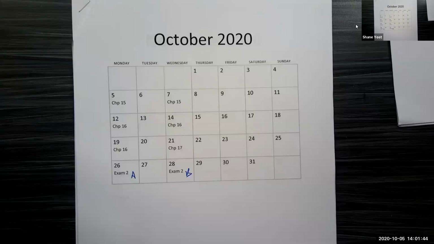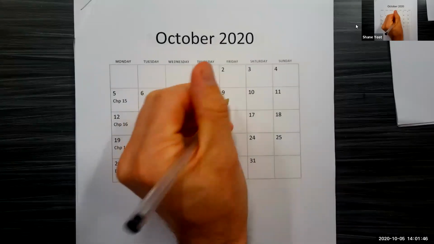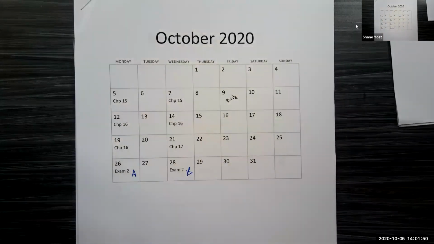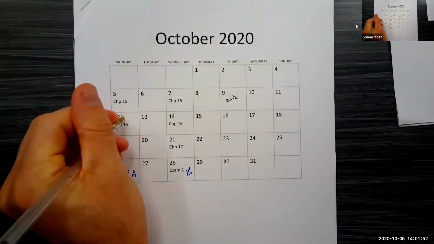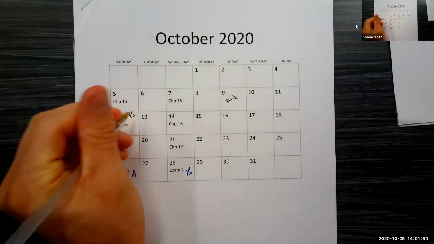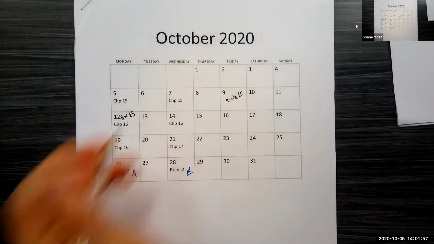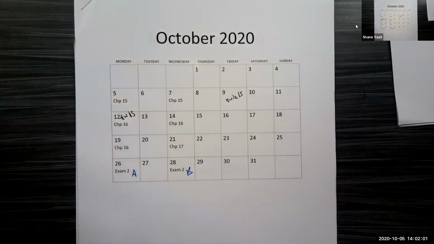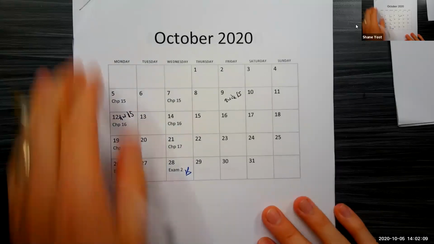So there'll be a quiz due this Friday. Reminder, homework for chapter 15, quiz on 15. Homework's due a week from today on Sapling.